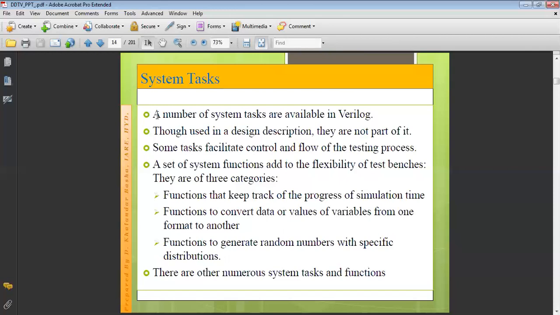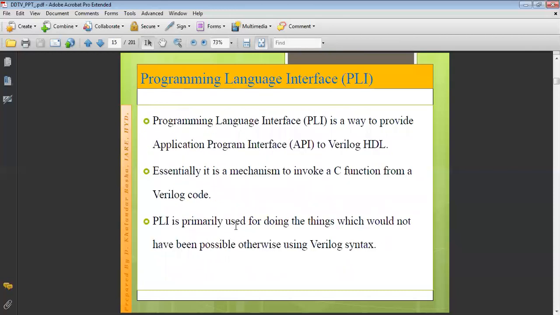There are numerous other system tasks and functions available in our Verilog language here. By using system tasks, we can perform functions that keep track of the progress of simulation time. An example is $finish, and $display. Next are the functions to convert data or values of variables from one format to another format. Third are the functions to generate random numbers with specific distributions here.